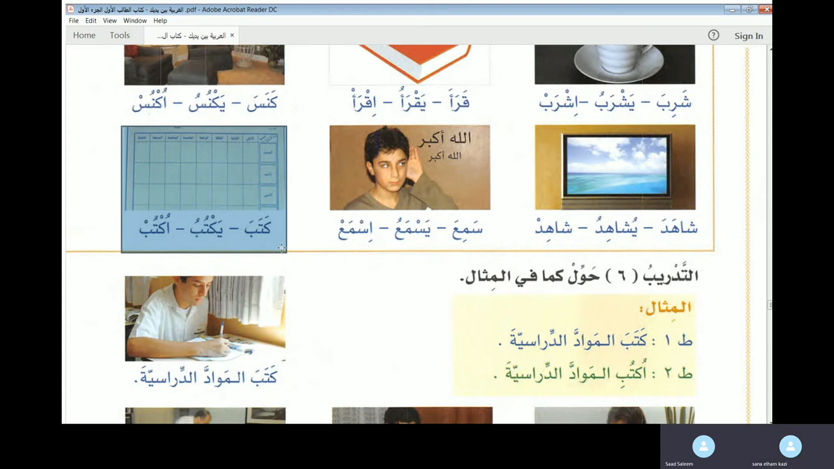This is, what is the timetable? Kataba al jadwala ad darasiya. Blackboard or timetable? It's the same, I think. I mean, you can use timetable.